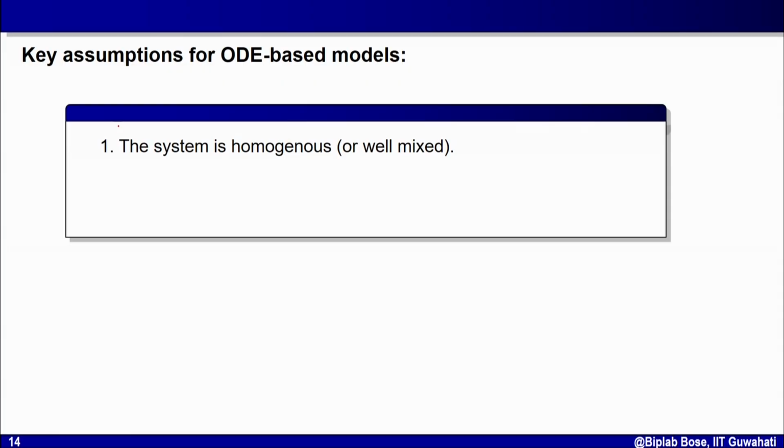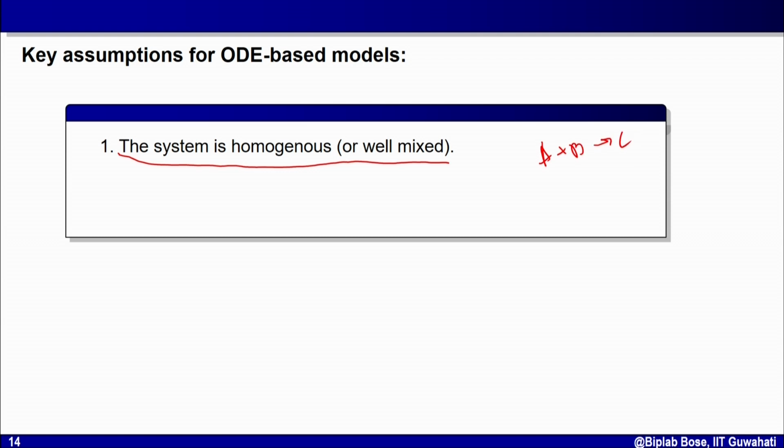When we are creating mathematical models using ODE, we have to make some basic assumptions. And those two assumptions should always be met, otherwise we cannot create an ODE based model. The first criterion is that the system has to be homogeneous or well mixed. Imagine a chemical reaction happening in a flask. A and B are reacting to make C. A plus B giving C.